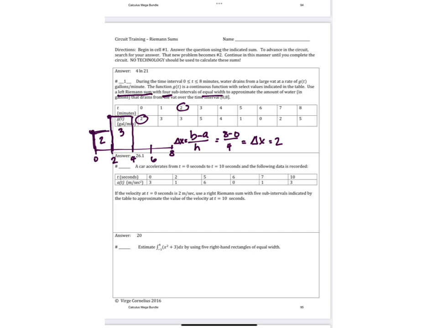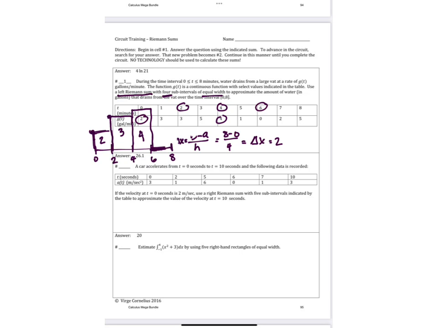Are you with me? How high is g of 4? 4. So this one's going to be 4 high. How high is g of 6? Read it. 0. So there's no rectangle there. Do I need g of 8? What's g of 8 going to give me? It's going to give me the next rectangle, which is over here. Do I need that? No. It's not on my interval. Can you see why I didn't draw it?